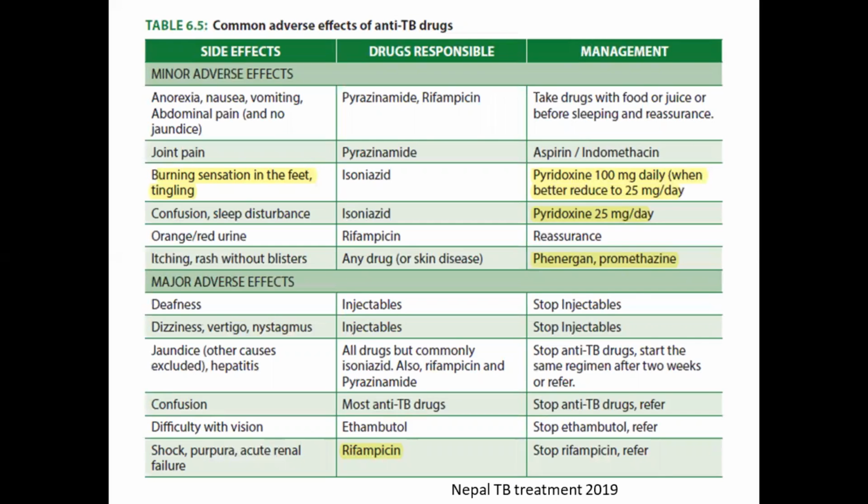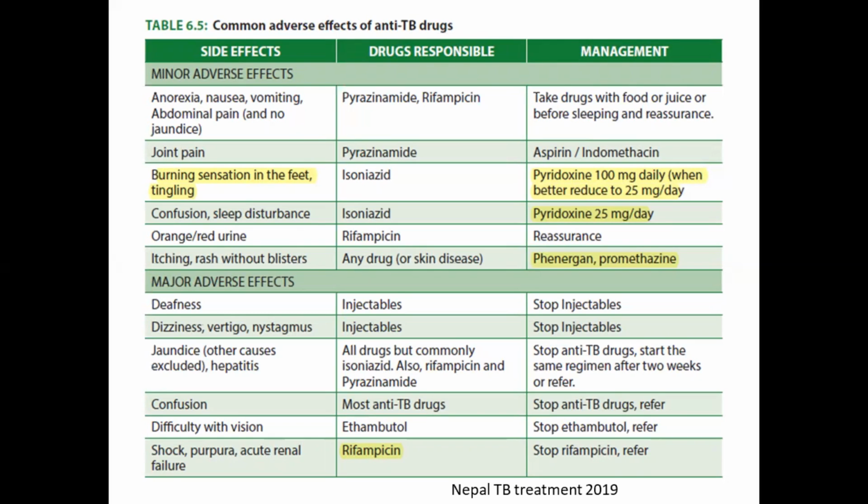Now, moving on to the common adverse effects of the anti-tuberculosis drugs and how we manage them. If the patient presents with anorexia and nausea after the use of anti-tubercular medicine, you should ask the patient to take the drugs with food or juice or before sleeping, and you should reassure the patient. You shouldn't stop the drugs. And if your patient presents with joint pain, you can give some NSAID like aspirin or indomethacin.